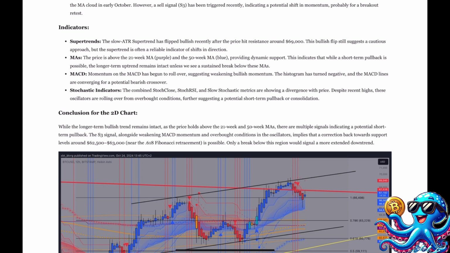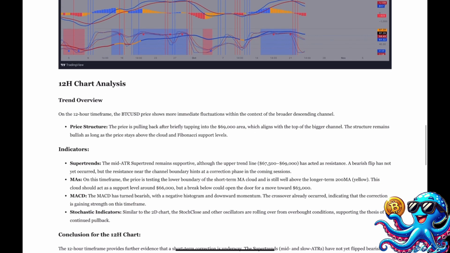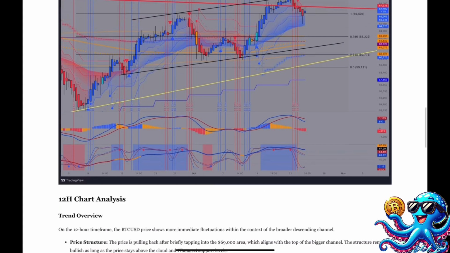12H chart analysis. Trend overview. On the 12-hour timeframe, the BTC-USD price shows more immediate fluctuations within the context of the broader descending channel. Price structure. The price is pulling back after briefly tapping into the $69,000 area, which aligns with the top of the bigger channel. The structure remains bullish as long as the price stays above the cloud and Fibonacci support levels.